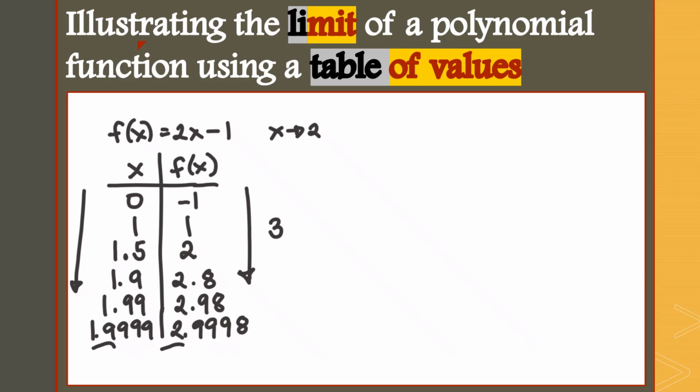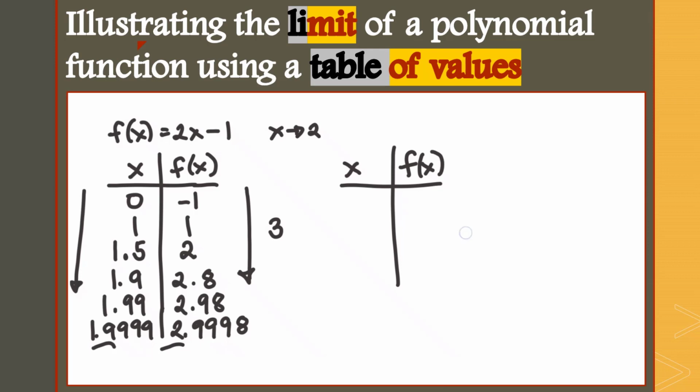Now, before we say that this is the limit of the function, we also need to show the values from the right side. Here's the catch. We need to make sure that the value of f of x as x approaches 2 from the left and from the right will have the same value before we could say that that is the limit of our function as x approaches 2. So what are the values from the right of 2?